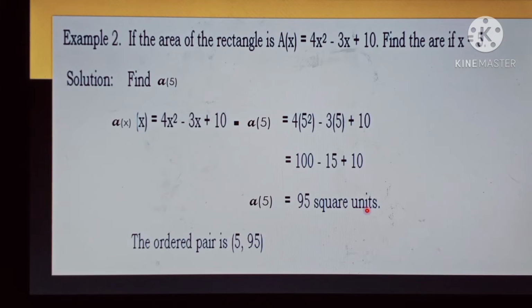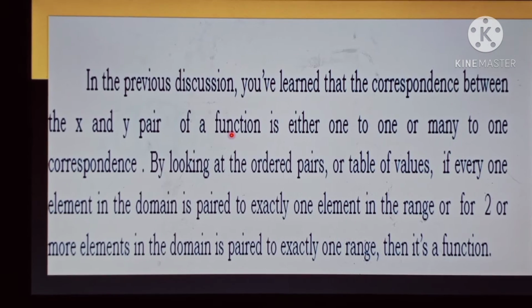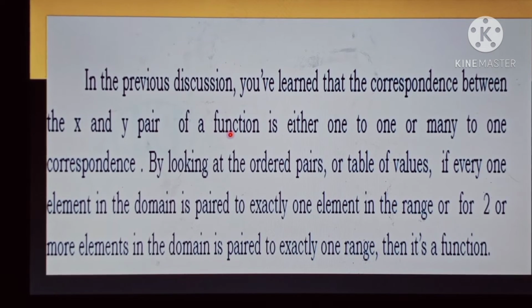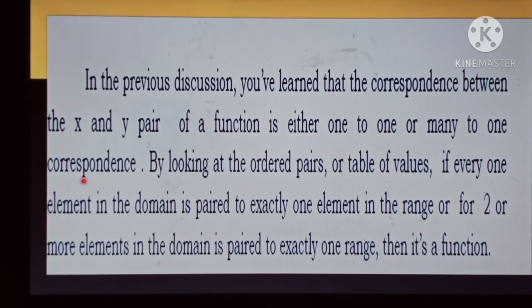Bakit square units? Kasi we're talking about area. So, the proper label or unit of measurement will be square units. So, the ordered pair here is 5, 95, given this equation. So, in the previous discussion, you learned that the correspondence between the x and the y pair of function is either 1-to-1 or many-to-1 correspondence. So, pag function, kailangan ay 1-to-1, one element of the domain and one element of the range, that is function.